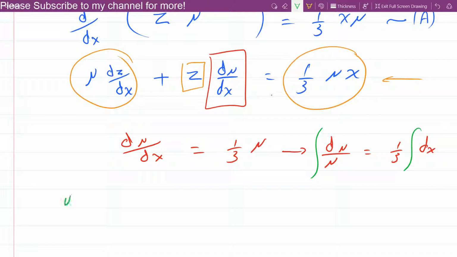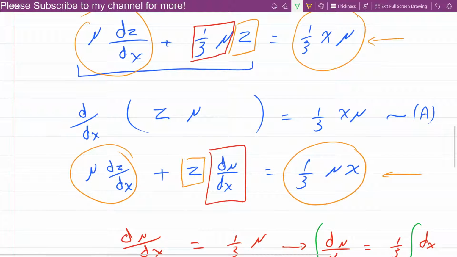The integral of d mu over mu is ln mu, and the integral of dx is x, which means mu equals e to the x over 3.